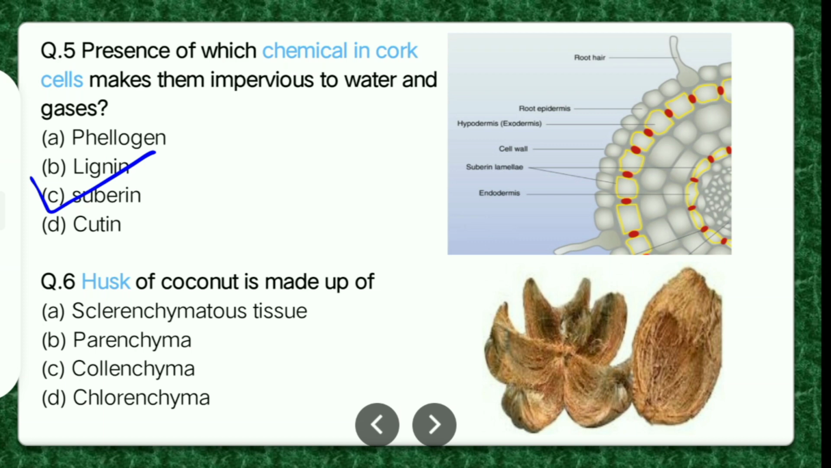Question number 6. Husk of a coconut is made up of. Options are A, Sclerenchymatous tissue, B, Parenchymatous tissue, C, Collenchyma, D, Chlorenchyma.